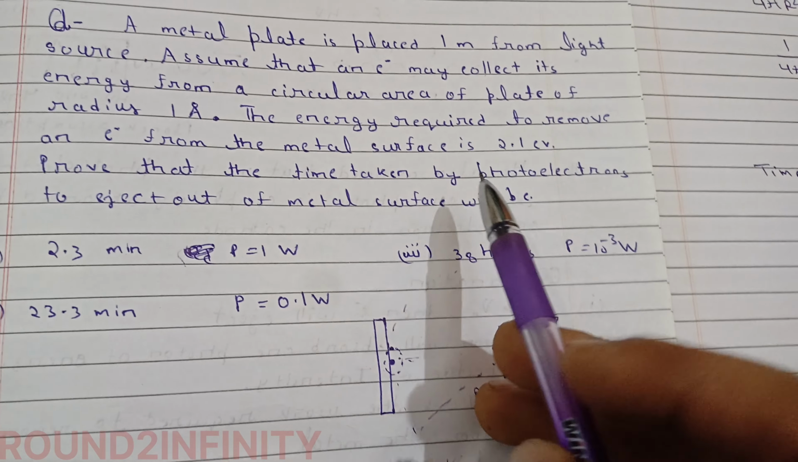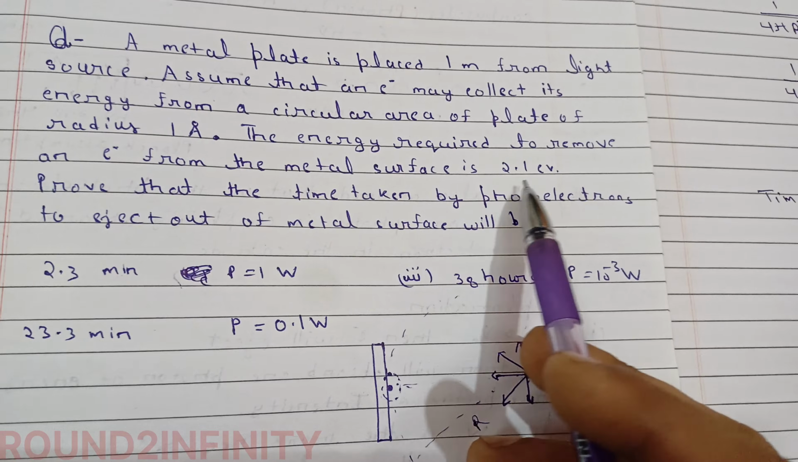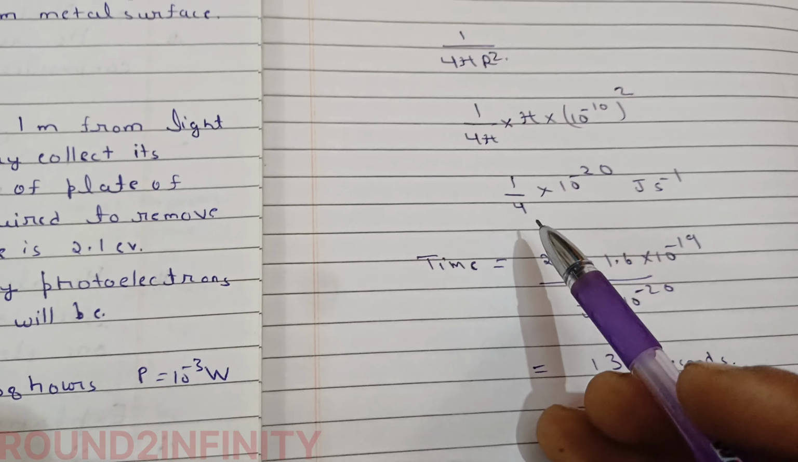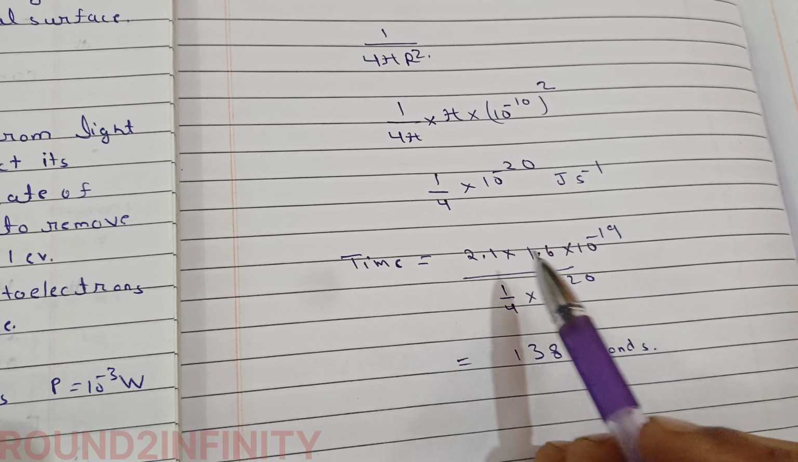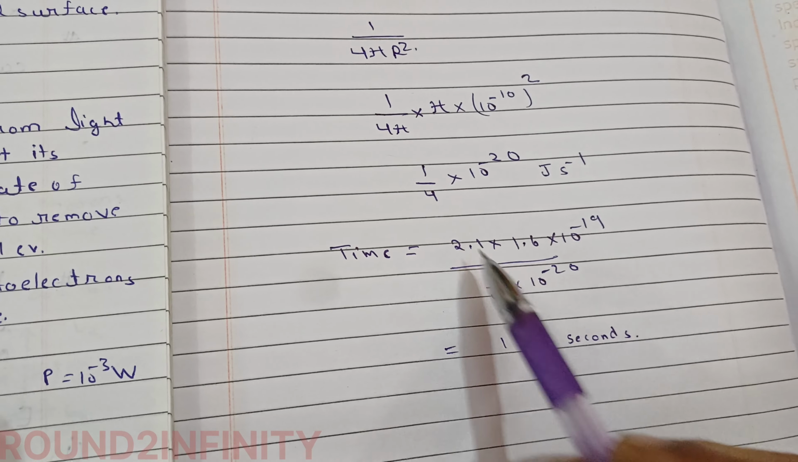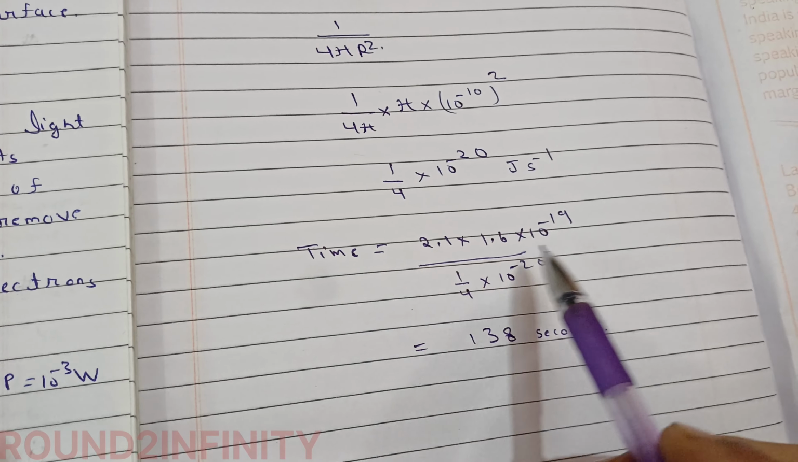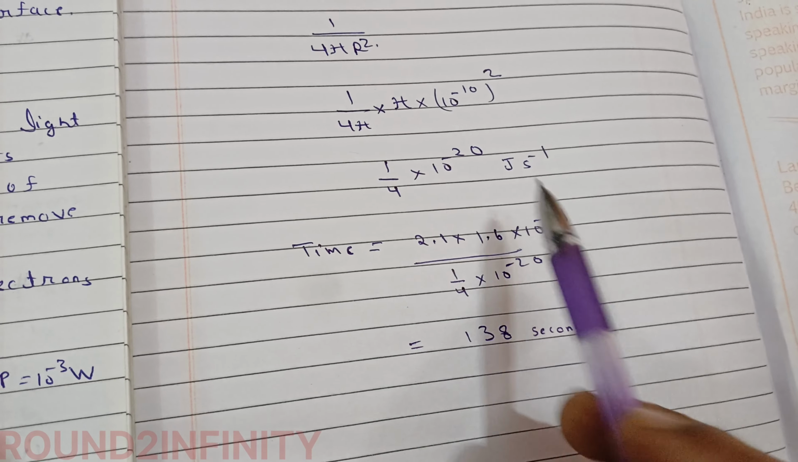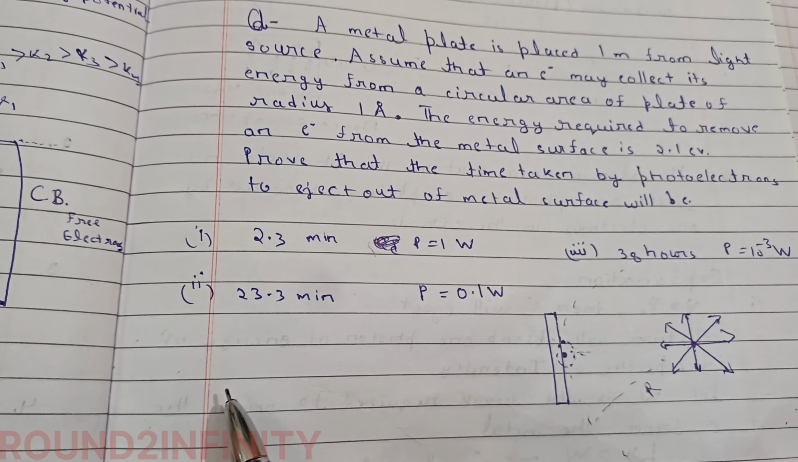Now the total energy required to remove the electron is 2.1 electron volt. In joules, 2.1 electron volt is 2.1 times 1.6 times 10 to the minus 19 joule. Now, per second how much energy is falling? This. Dividing the required energy by this gives the total time to reach this value, which is 138 seconds. In minutes, that is about 2.3 minutes. So that's how you can find it.